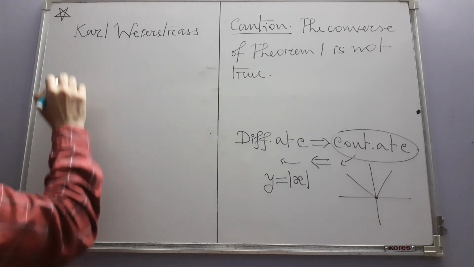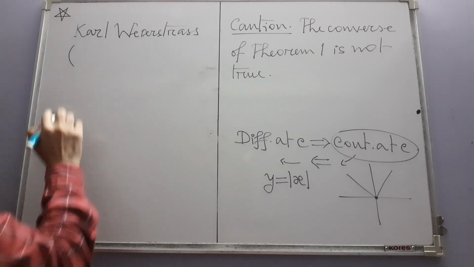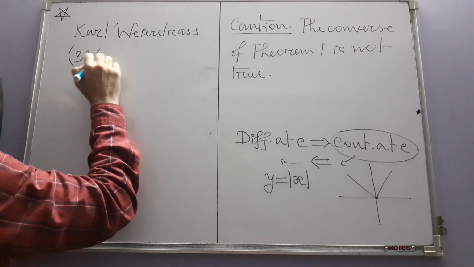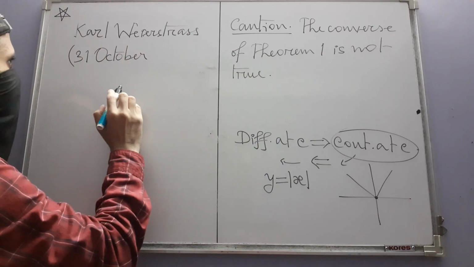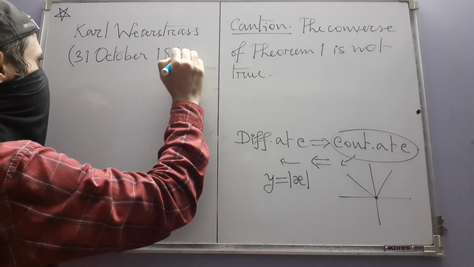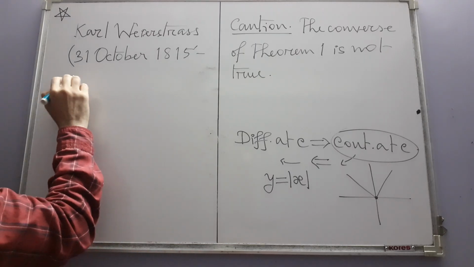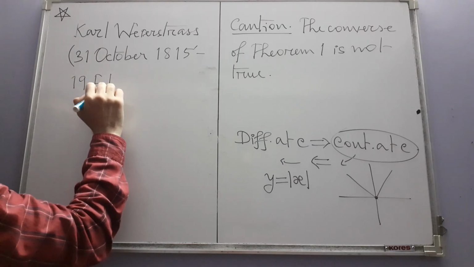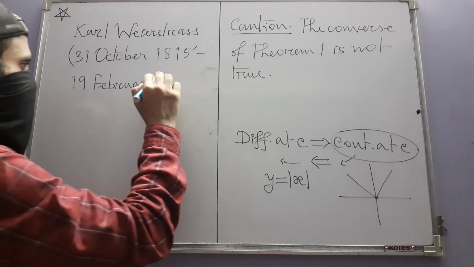In his honor, let me just write the birth and death day of this great mathematician. So he was born on 31st October of 1815 and he died on 19th February of 1897.